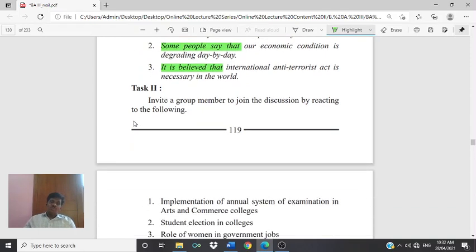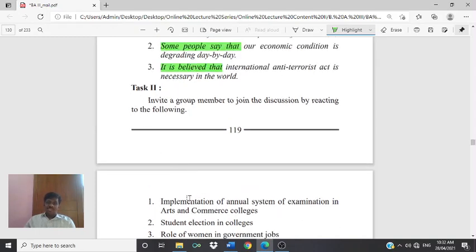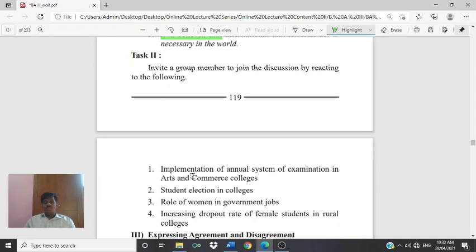So there is a task 2. I'm not going into the details of task 2, but it is your part. You should try to solve this task in your notebooks. Invite group members to join the discussion by reacting to the following: implementation of annual system of examination in arts and commerce colleges. This is the topic, and you are supposed to ask others to participate in it. You should ask others to join in this discussion.